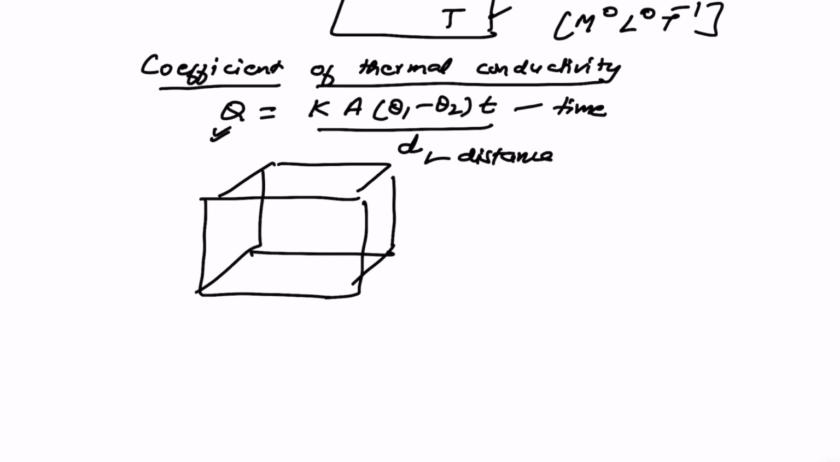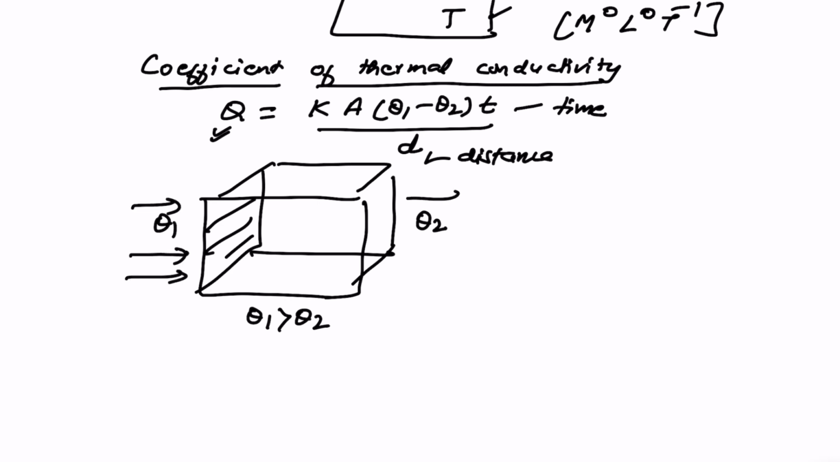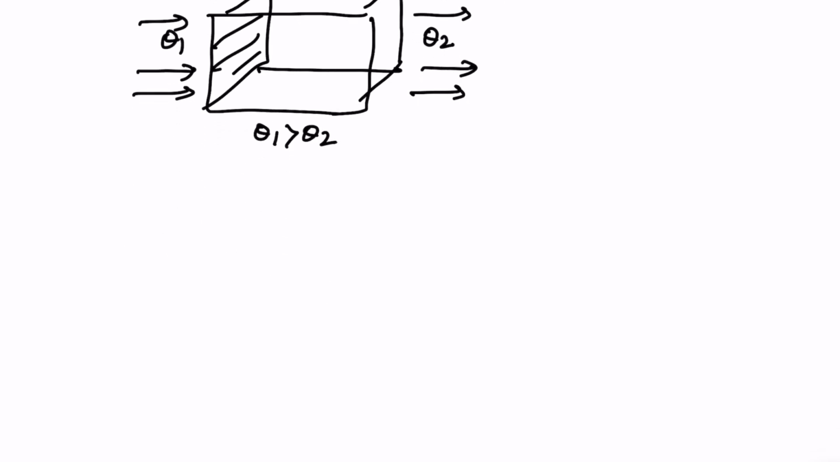Now what is happening? This end is having a temperature of theta 1. This end is having a temperature of theta 2. And theta 1 is more than theta 2. Since theta 1 is more than theta 2, heat will flow from this end to this end. If H is denoting the rate of flow of heat, then the rate of flow of heat is heat upon time, and that is given by KA (theta 1 minus theta 2) upon d.